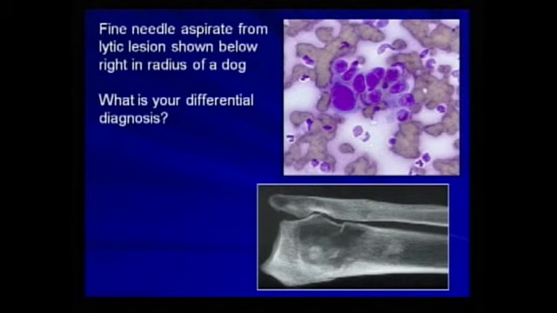Well, I think just based on the location, the radius, an osteosarcoma has to be high on your list. Plasma cell tumor doesn't look very much like it, but it's a nice punched out lesion with minimal bone growth. And then the other possibility that you would have to think about is metastatic carcinoma. In humans, up to 60% of carcinomas will metastasize to bone.